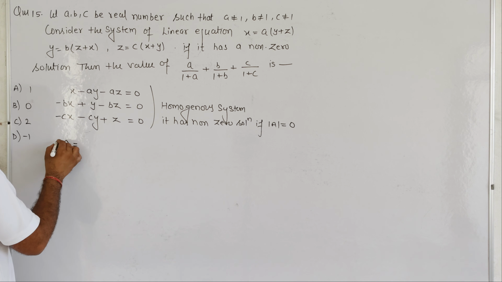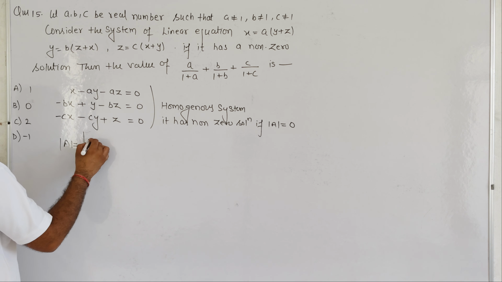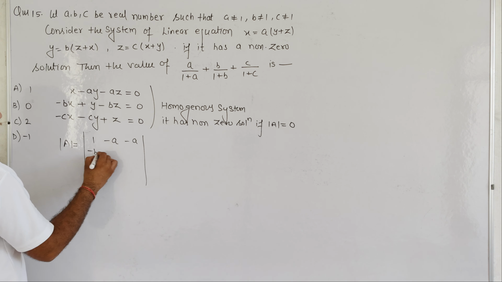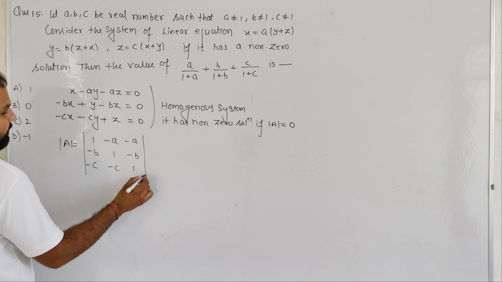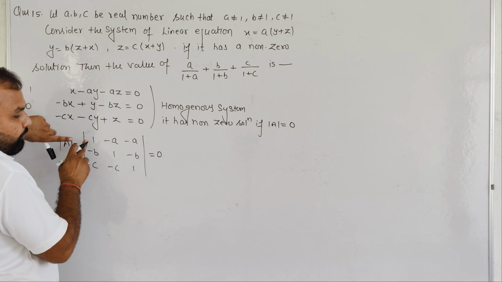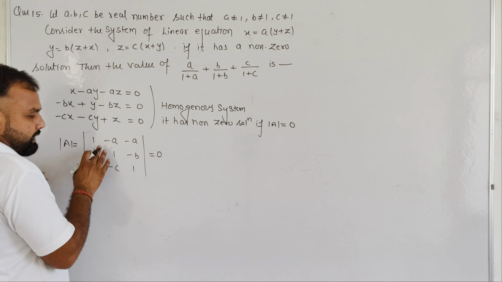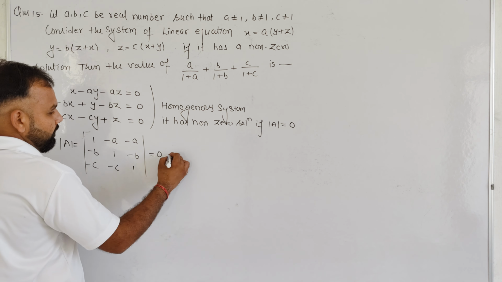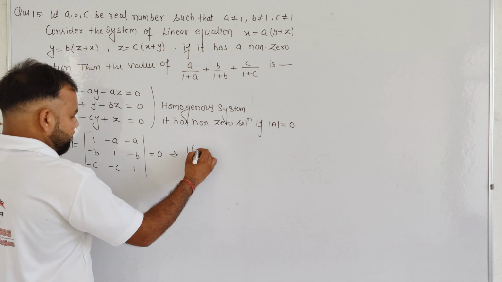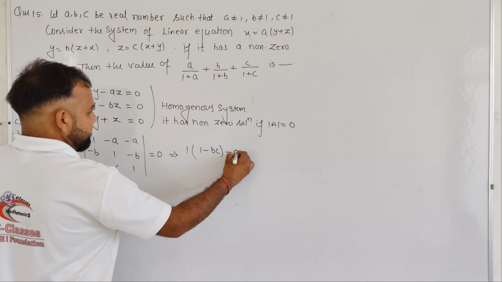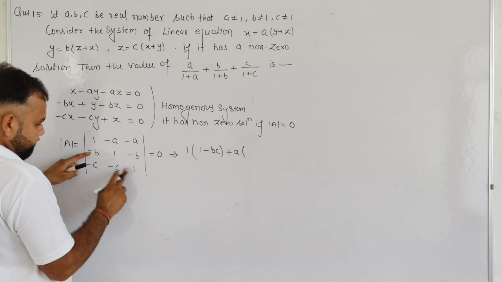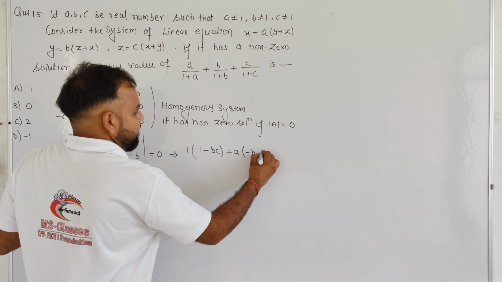And what is the matrix A over here? Basically, matrix A is: coefficient of x is 1, coefficient of y is minus a, and also minus a; then minus b, 1, minus b; minus c, minus c and 1. Its determinant is equal to 0. So we are going to solve for the determinant of that matrix. Expanding along the first row, it will become 1 times (1 minus bc), minus a times, plus minus plus, minus b minus bc.